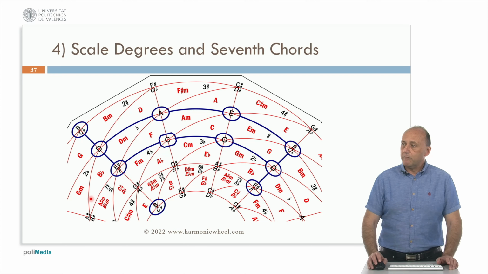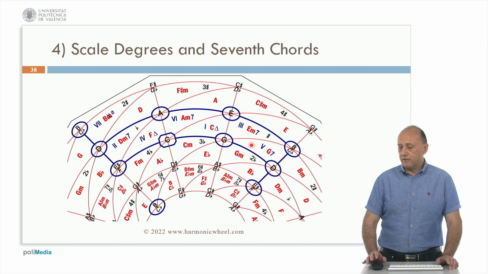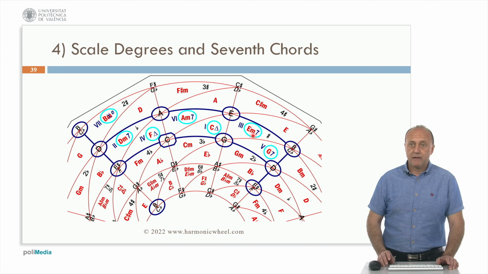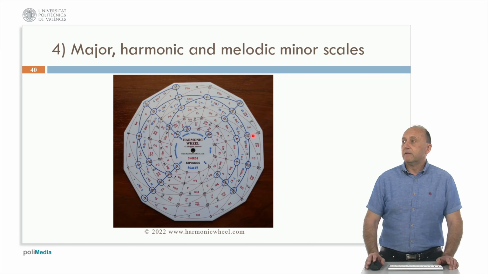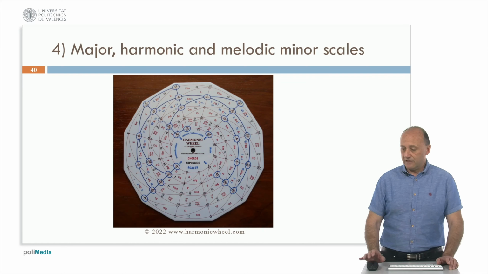Finally, for tonal music, I also included the scale degrees and the seventh chords. So for each key, we will have the main harmonies associated to that key. If we want the corresponding triads, we only have to omit the seventh in these chords. So this is the final design. In this region, we have the major scale. In this region, the harmonic minor, and in this region, the melodic minor scale. The fourth region remains free for non-tonal music.